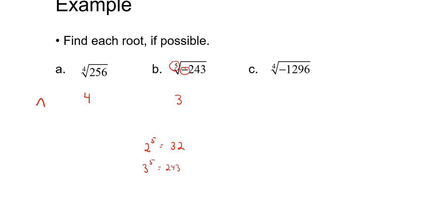Now look at part C. It wants the fourth root of a negative number. So here, that's even, and I don't even have to think too hard. I can't take the fourth root of a negative number. There's no number that I can multiply by itself 4 times that'll give me a negative, right? Four positives give me a positive. Four negatives give me a positive. So this is not real. You notice the directions said, find each root if possible. Well, that one's not possible.